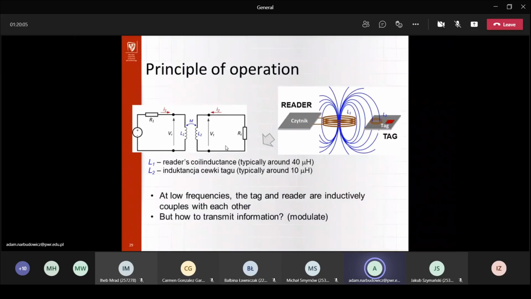Okay. Now the question here is how to transmit information here, right? Okay, let's.